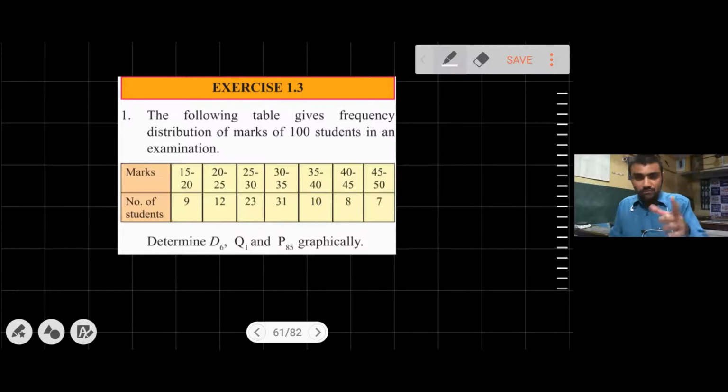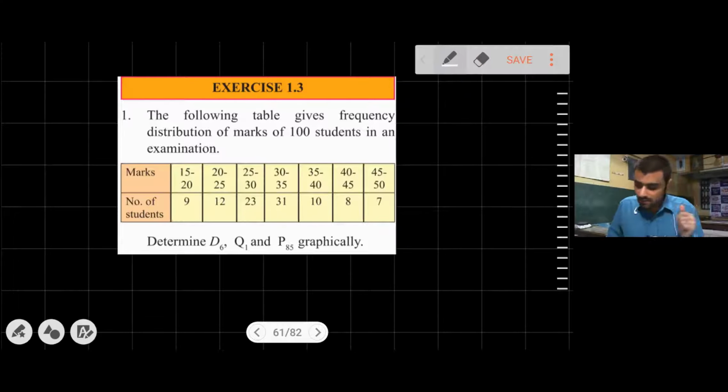So students, in front of you, this is the first question. The following table gives the frequency distribution of marks of 100 students in an examination, and these marks are provided in continuous class intervals 15 to 20, 20 to 25, and so on till 45 to 50, and the number of students is provided as the frequency. After that they have asked to determine D6, Q1 and P85 graphically.